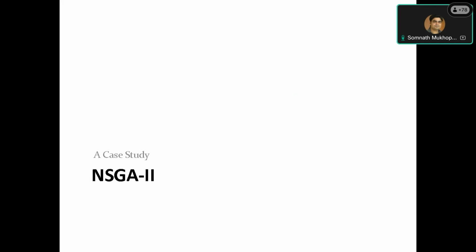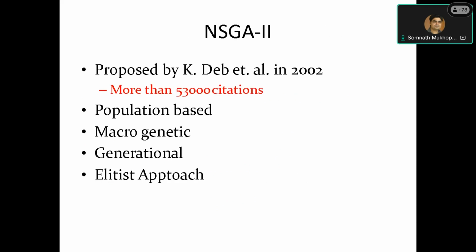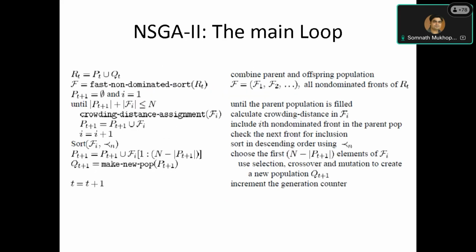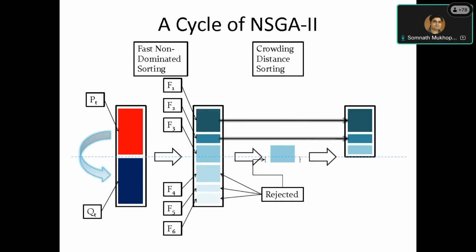NSGA-II is the second version of the non-dominated sorting genetic algorithm. In the first version, the elitism was not there, and it was not so fast either. It was proposed by Professor Deb in 2002. This publication alone has more than 53,000 citations. It is a population-based algorithm, it uses a large search space, it works in generations, and it uses an elitism model.